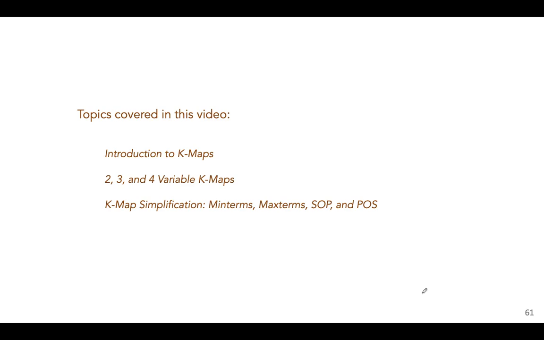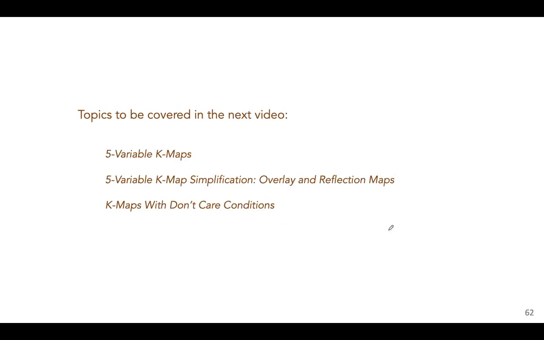Just a quick recap. So far we have looked at an introduction to K-maps. We have talked about 2, 3, and 4 variable K-maps, and we've talked about K-map simplification. And in that specific topic, we talked about min terms, max terms, and we learned about sum of product form and product of sum form, and we discussed how to simplify K-maps in both SOP and POS forms.